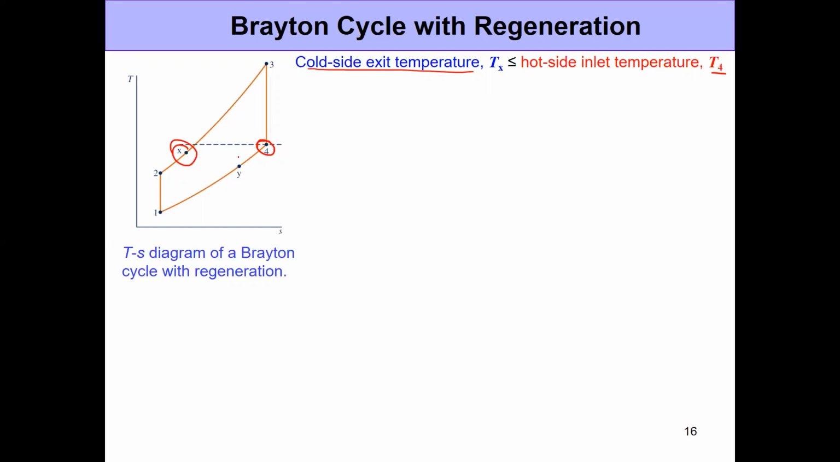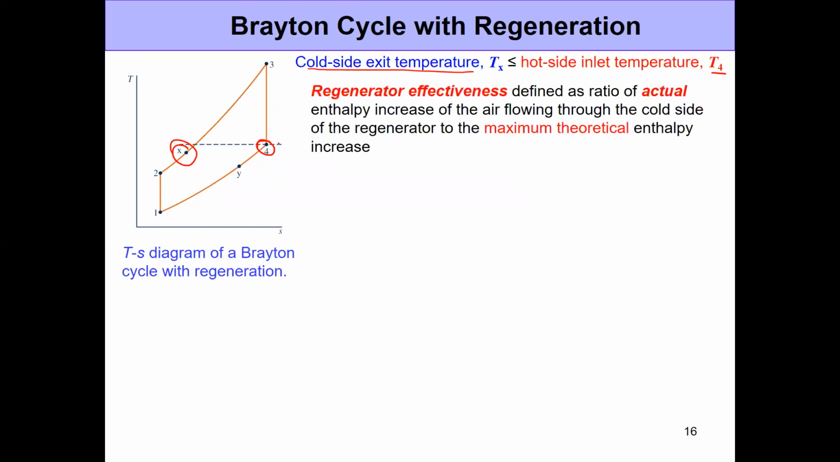Now, we defined this parameter called regenerator effectiveness as the ratio of the actual enthalpy increase of the air that's flowing through the regenerator, which is Hx minus H2, divided by the maximum possible enthalpy increase. And if you think about the maximum theoretical possible enthalpy increase, well, the maximum possible increase would be if the enthalpy of the fluid at the exit of the cold side reaches H4, which of course is not going to reach, right?